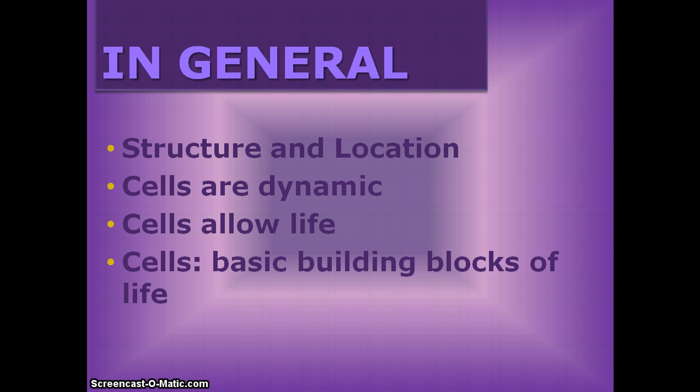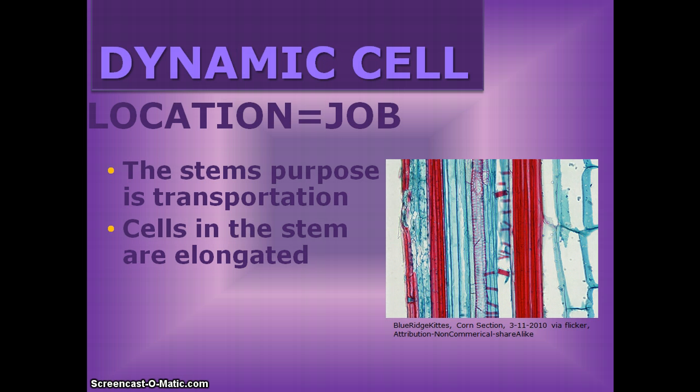structure. Cells allow life because they create the oxygen and carbon dioxide that we need to survive and that the plant needs to survive. They create the food that all organisms need to eat in order to survive. And cells are the basic building blocks of life. All things are created from cells. They are the smallest things of life, creating everything.